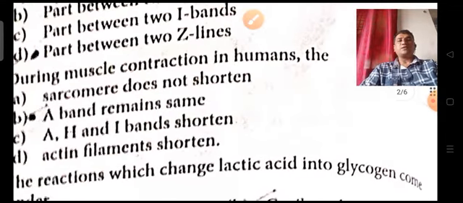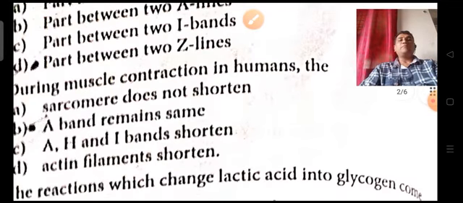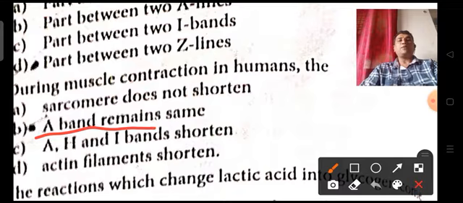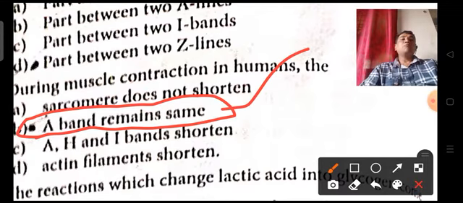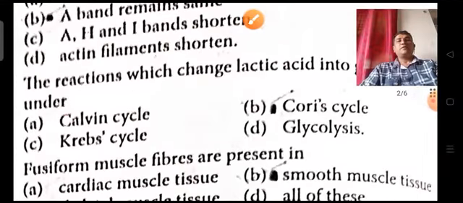Next, during muscle contraction in humans, the sarcomere shortens. The A band remains the same, while the H and I bands shorten. The actin filaments shorten, so only the A band remains the same and the others move accordingly. There is no change in the A band. The H zone also shortens, but there is no change in the A band.